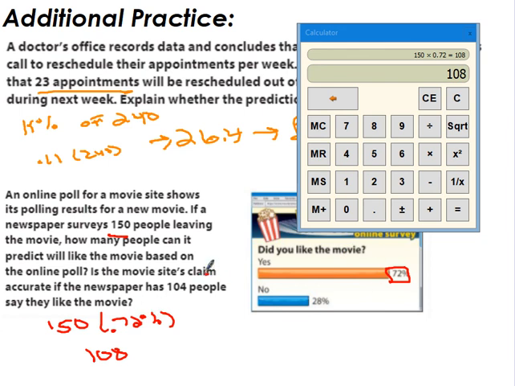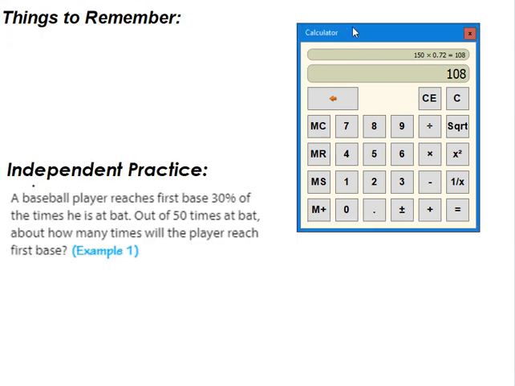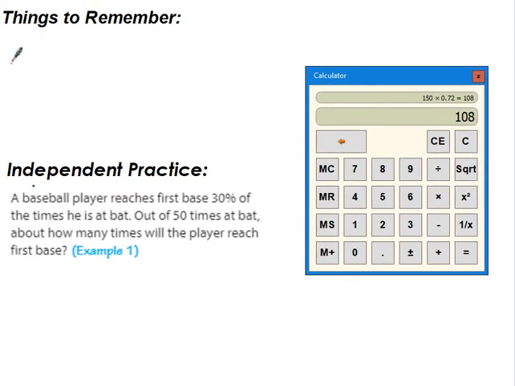Is the movie site's claim accurate if the newspaper has 104 people say they like the movie? Again, this is where your explanation comes into it because that's pretty close. They're off by 4, but when they're saying 108 instead of 104, I think that is definitely reasonable. And it's definitely accurate. Okay. That's it, guys. So, things to remember.